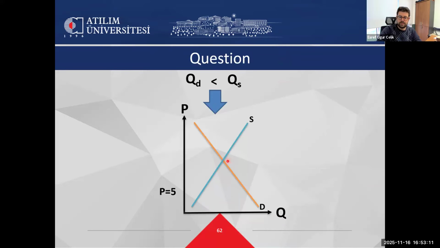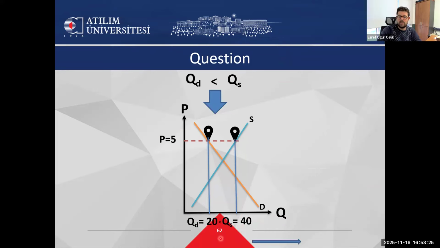Looking at the question: price is 5, quantity demanded 20, quantity supplied 40. What is the difference for that part? 20, surplus or excess supply.